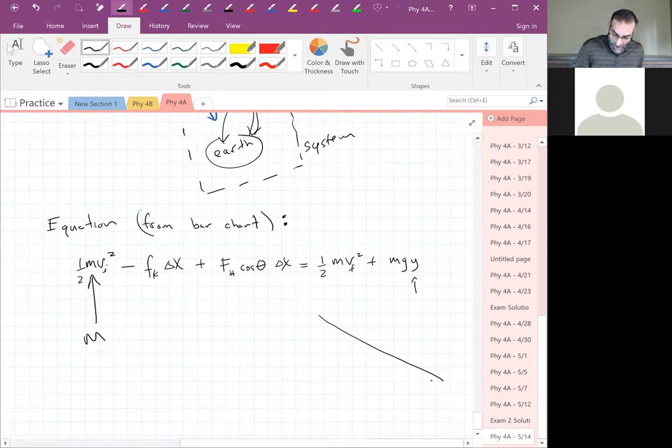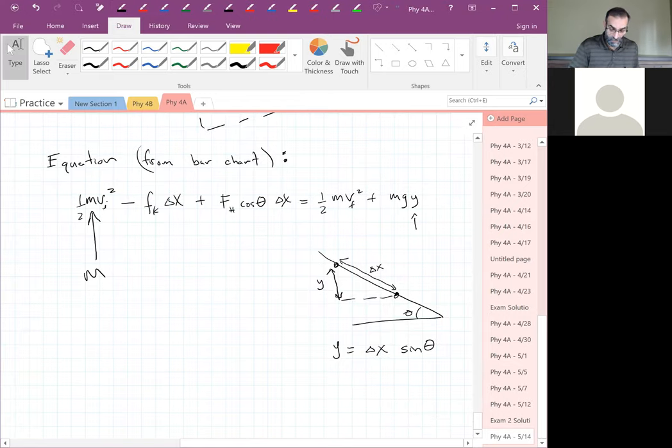So here's our incline, and it's going from here to here, right up the incline. This is the distance, I'll just call it delta x. So we want to know this distance, y. And y is going to be delta x sine theta. So I can put that in for my y.